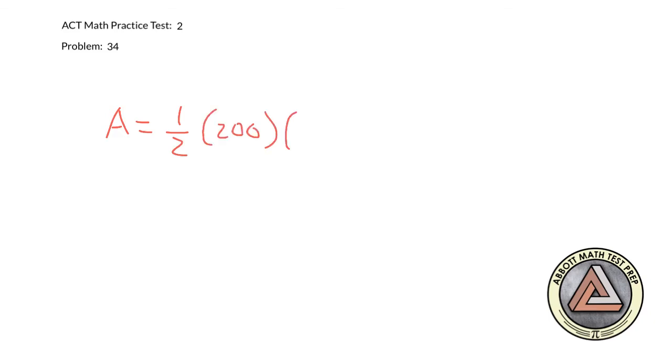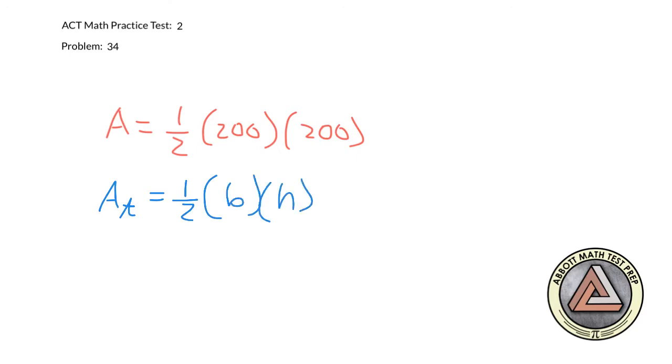Now I'm just going to write the numbers here. A equals 1/2 times 200 by 200. That is literally the area of the triangle, right? 1/2, we could say base times height. That's the area of a triangle, where it so happens that this triangle has a base of 200 and a height of 200.